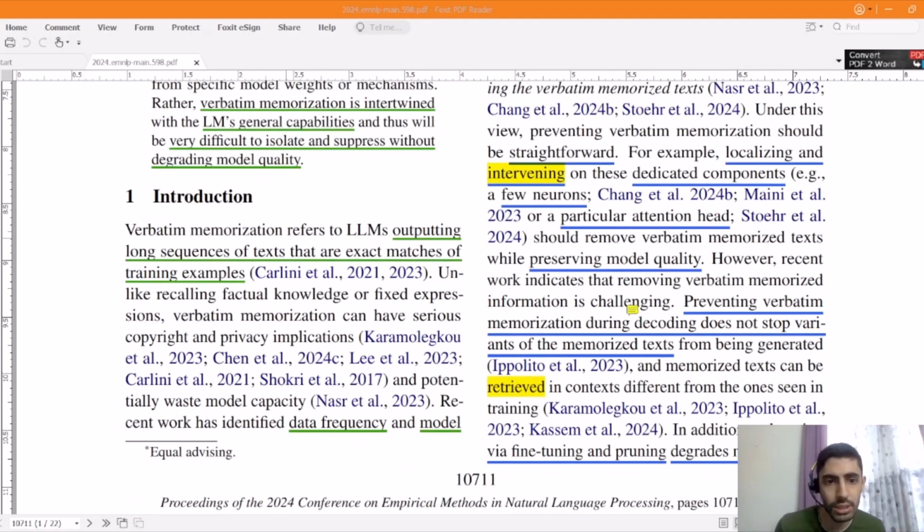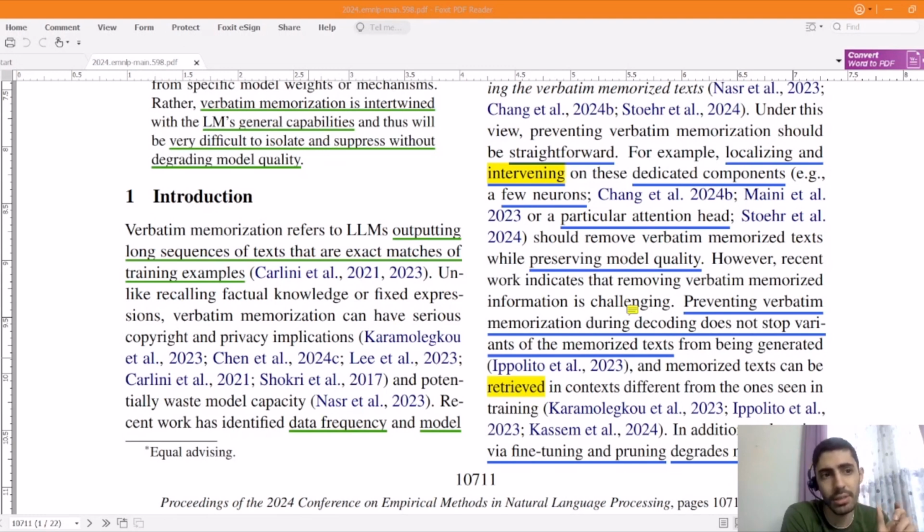Verbatim memorization refers to LLMs outputting the exact sequence of text that matches a training example. I explained this at the beginning of the abstract. Unlike recalling factual knowledge or fixed expressions, verbatim memorization can have serious copyright and privacy implications, and potentially waste the model capacity.